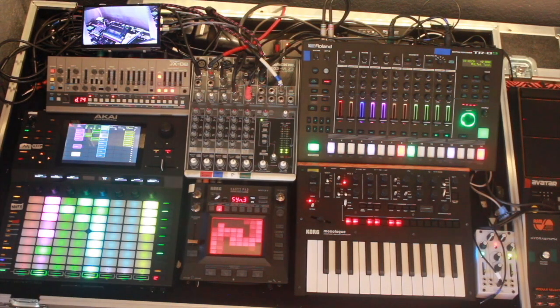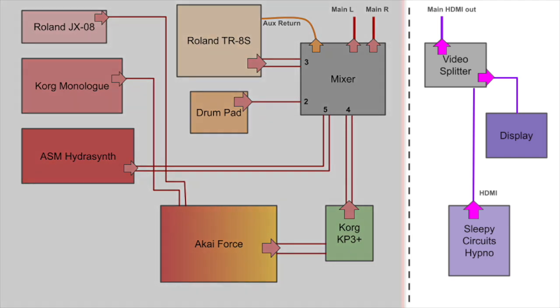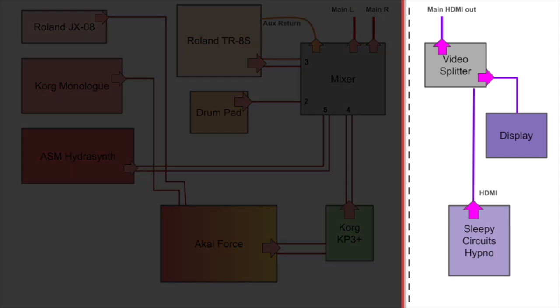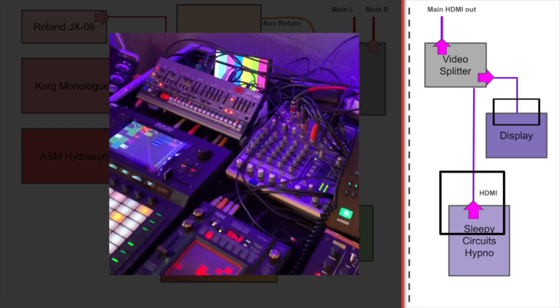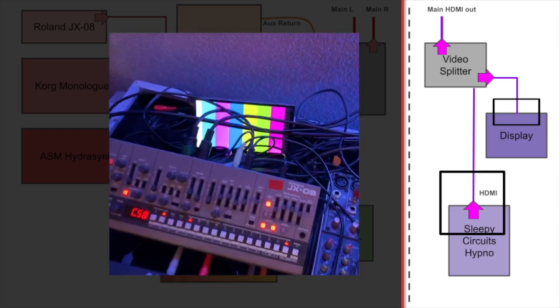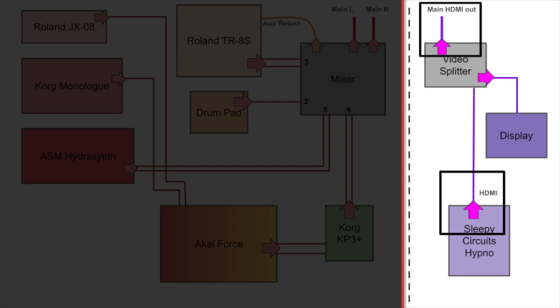Now, let me go ahead and just give a quick rundown of how I integrate the Hypno into my setup and how I use it live. You can ignore everything on the left side of the screen because that is all the audio related stuff, but that comes important when talking about CV and MIDI signals. So the Hypno is just simply outputting an HDMI output into the video splitter, and then that video splitter simply is a 1 to 4 HDMI out, and one of the outputs goes to a display that is inside my flight case, and I usually have the other three going to a projector and two other televisions.